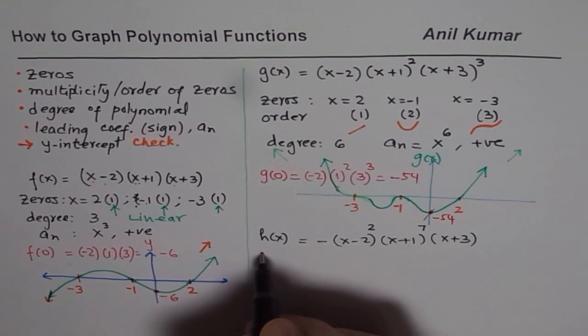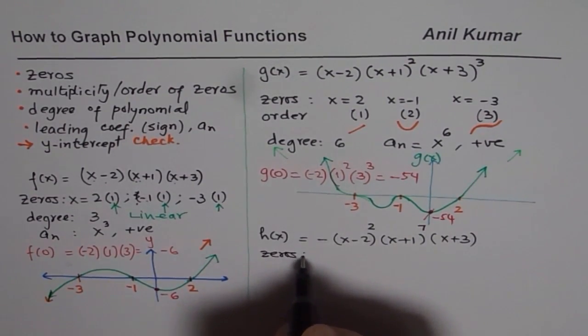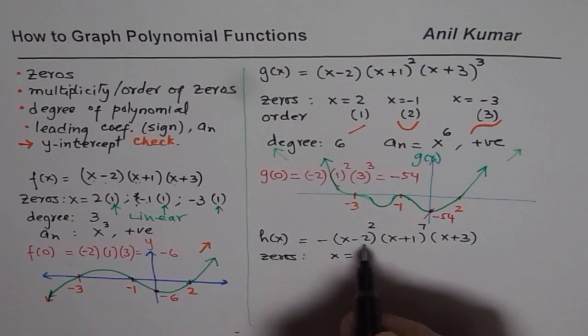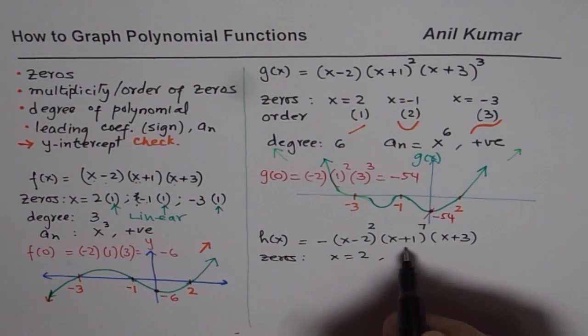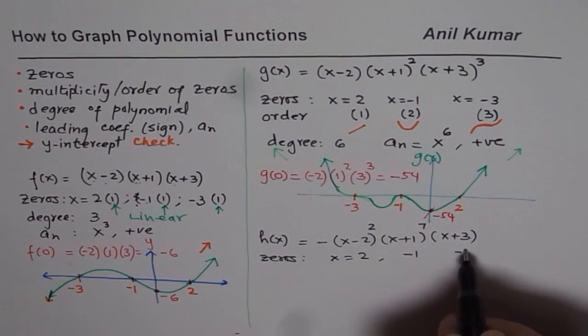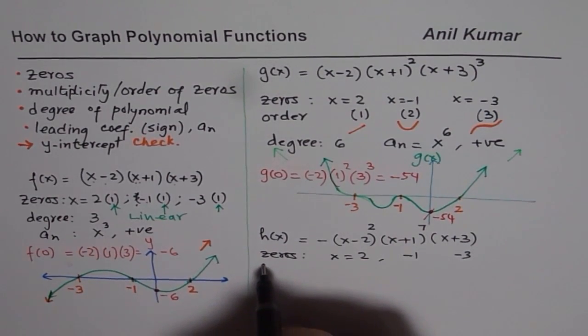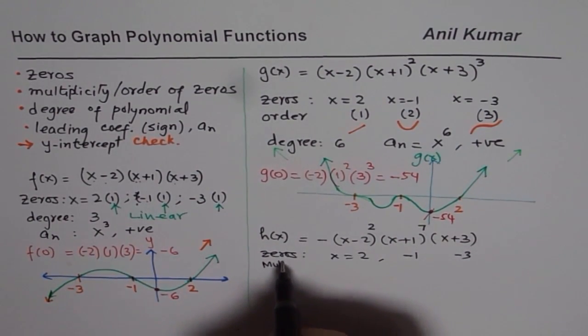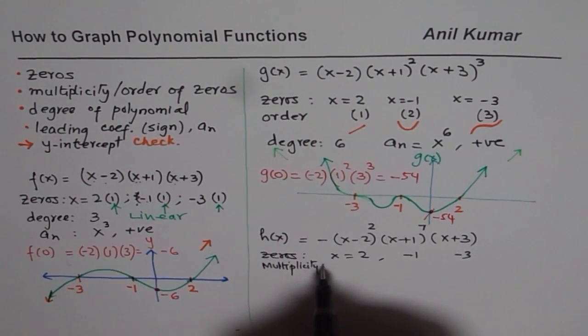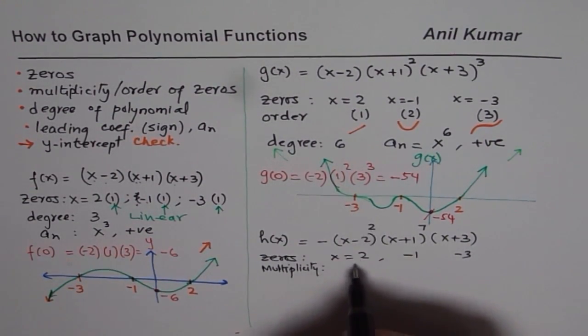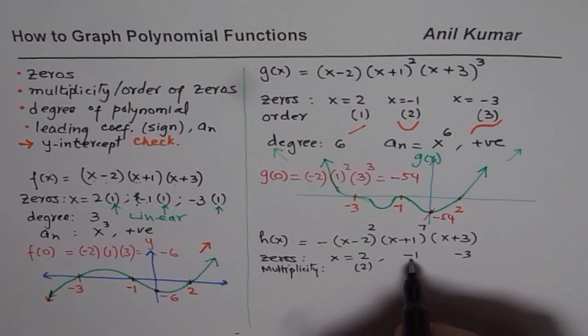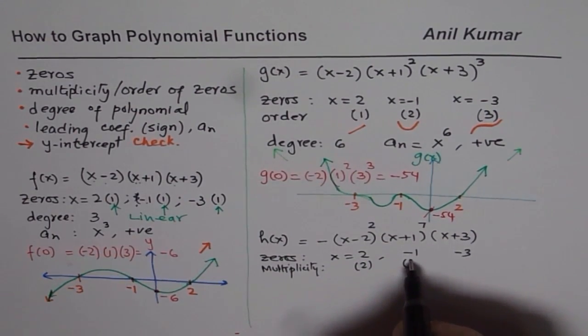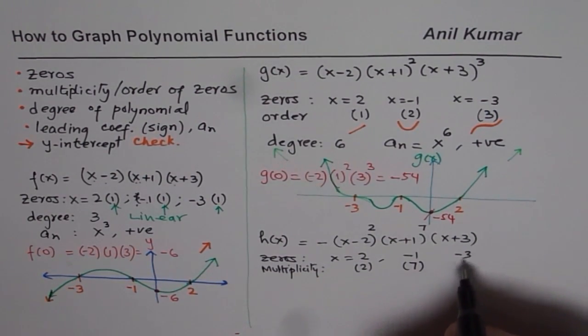Let's analyze the zeros. We have the same zeros: one at x equals 2, one at x equals minus 1, and one at minus 3. As far as their multiplicity or order is concerned, sometimes we use the term multiplicity, right? At 2, we have 2 zeros, so multiplicity is 2. It is going to turn this time from here. At minus 1, multiplicity is 7, odd, and here the multiplicity is 1.